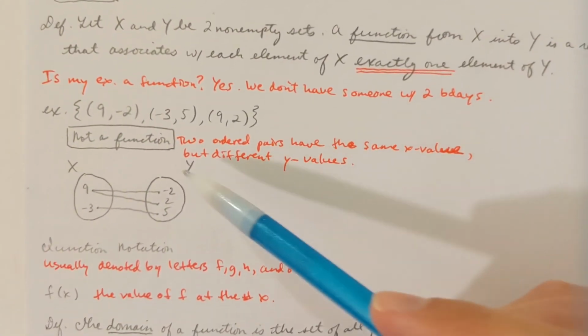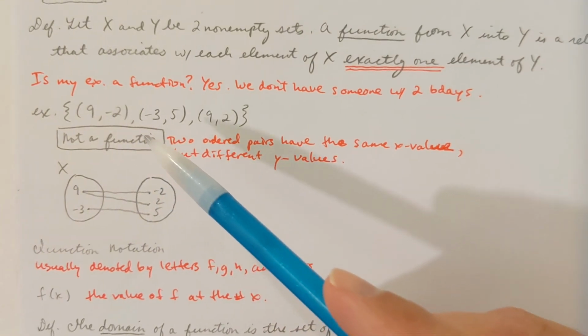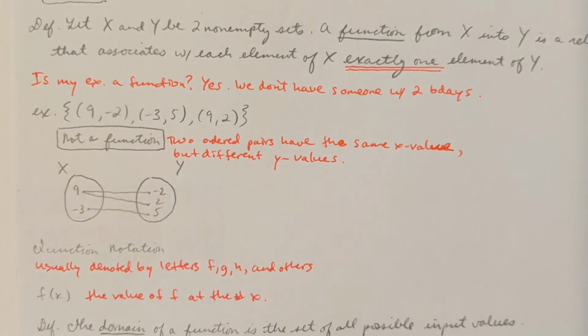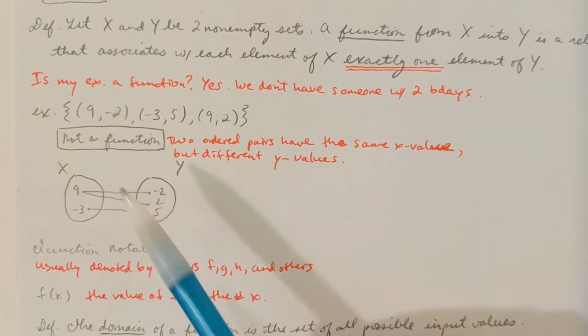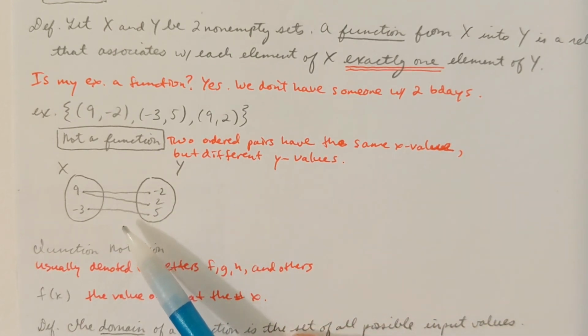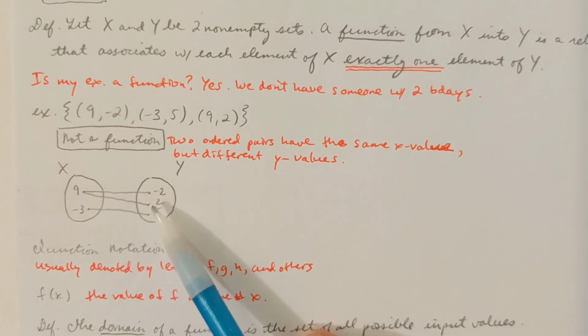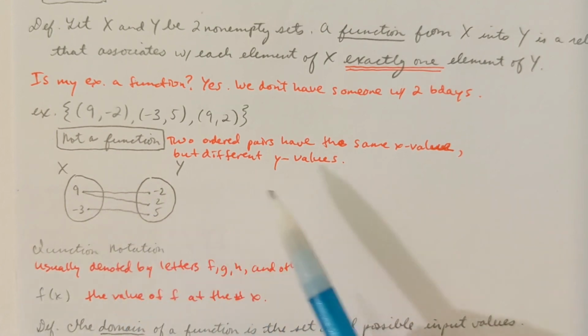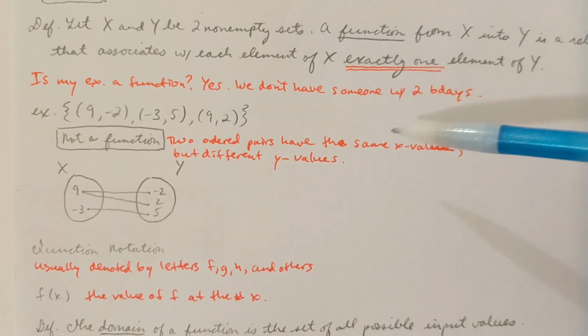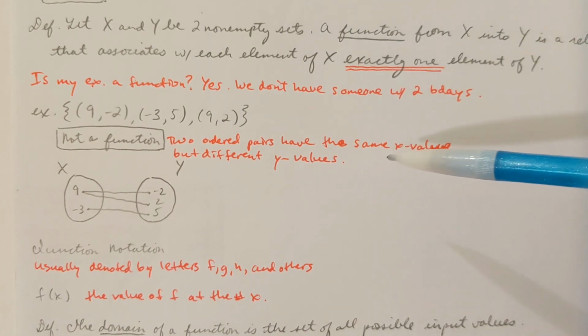So here's another example. I've got a set of points: (9, -2), (-3, 5), and (9, 2). This is not a function since when you look at the illustration of these, 9 is going to two different places, 9 is going to 2 and -2. You can't have that with a function. So two ordered pairs have the same x value but different y values.